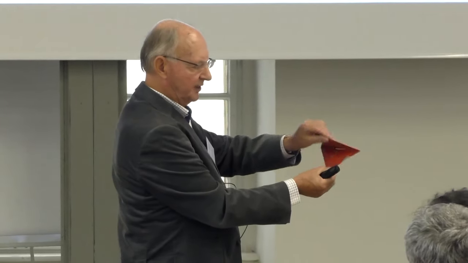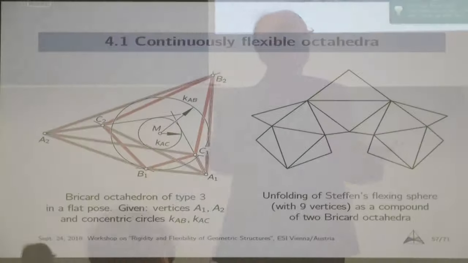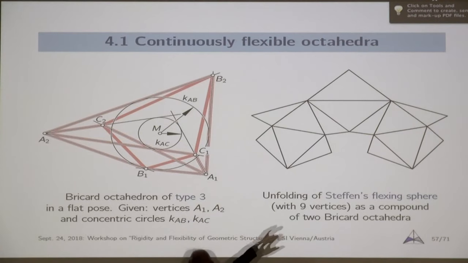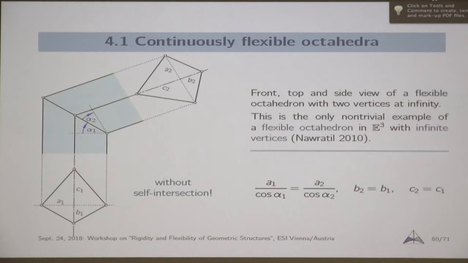And there's another example which shows even more mobility because you can flex it also this way. This shows the development of another flexing sphere due to Steffen, which is just a compound of 2 Bricard octahedra. And this shows the development of the most complicated Bricard octahedron. It's type 3. But I will skip the following pages.